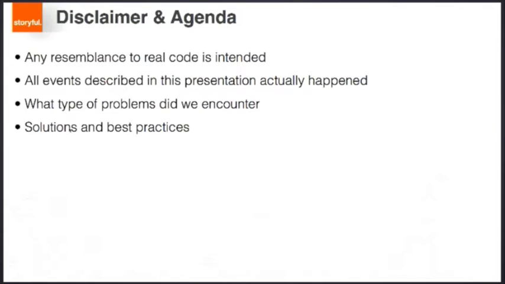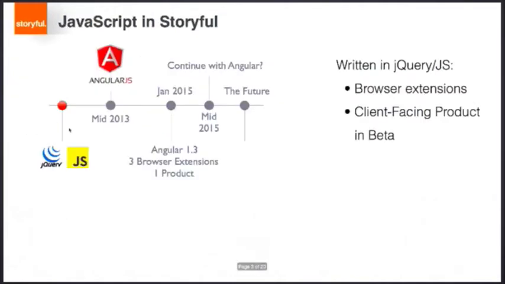So the disclaimer and agenda of this talk: any resemblance to real code is intended. All events described in this presentation actually happened. No persons were harmed, except probably my brain. And all I want to say is it's a bit more about what type of problems we encountered during all the years we're doing front-end development in Storyful, and our solutions and best practices.